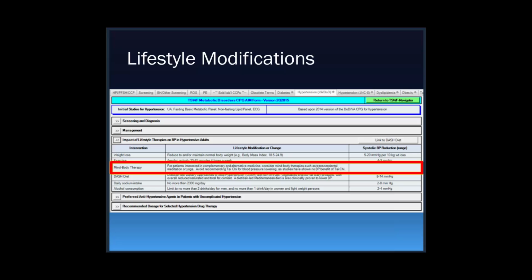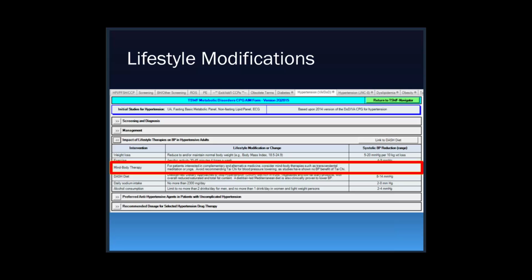There are 2 recommendations under mind-body therapies, and the first deals with some choices for patients that are interested in complementary and alternative medicine. The research on these isn't nearly as strong as it is for most of the other research that was evaluated, so the strength of the recommendation is a weak 4 for these items.